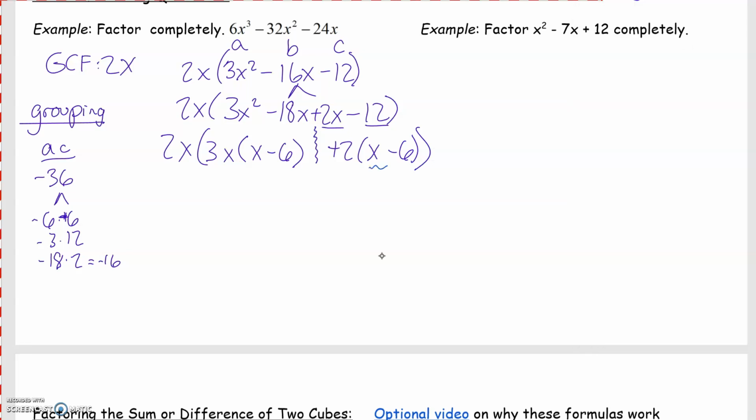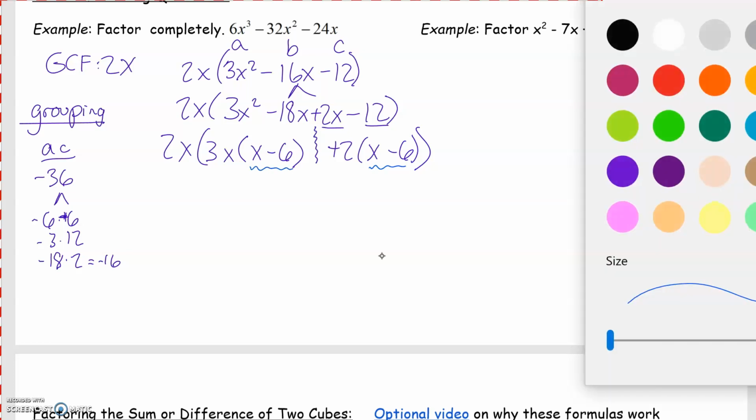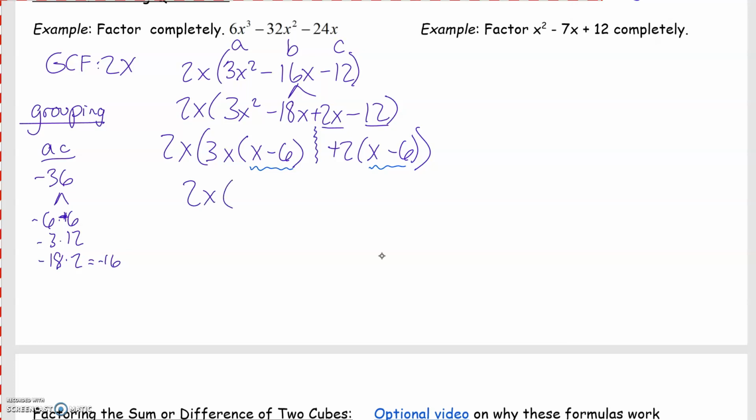Now the next step is we need to notice how these two binomials are the same. That's exactly what we want here. So we're going to bring down the greatest common factor multiplied by 3x plus 2 times x minus 6. All right, and that's as far as you can go, because looking inside the binomials, there's nothing else we can factor out.